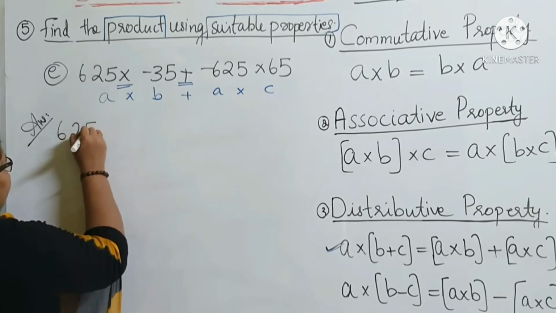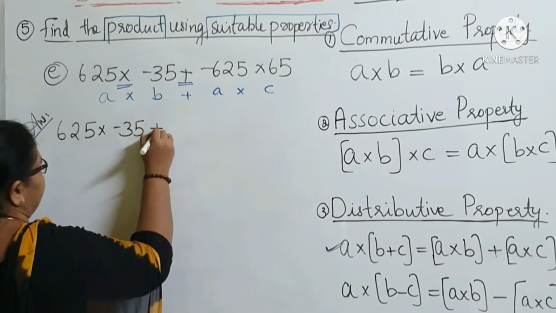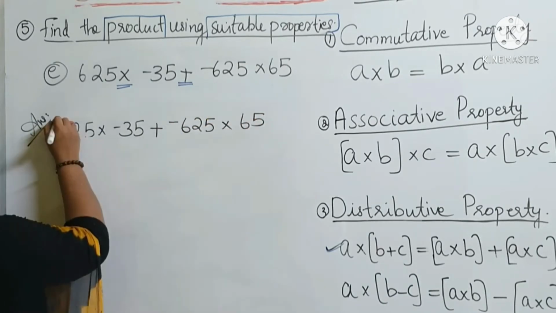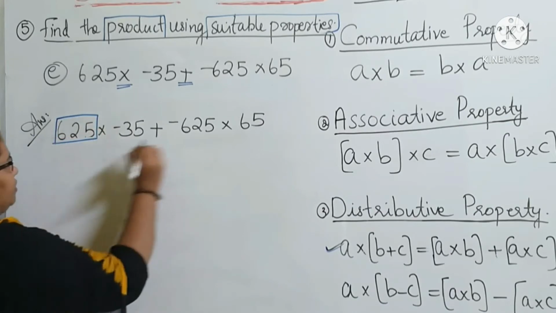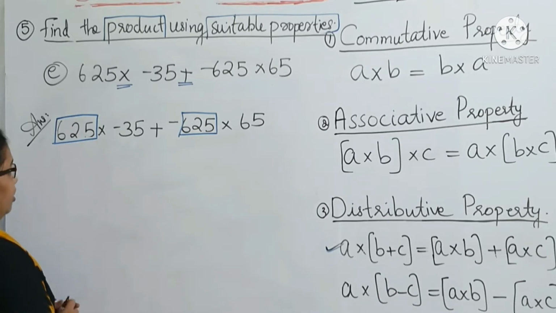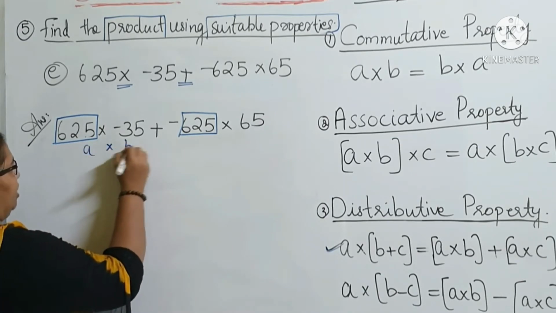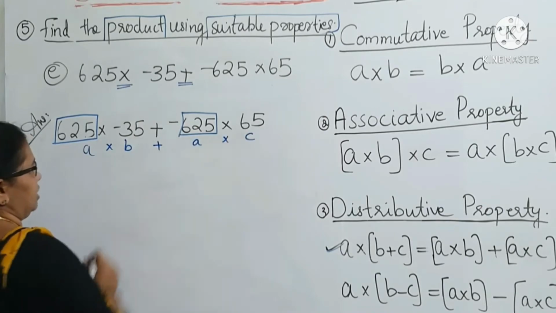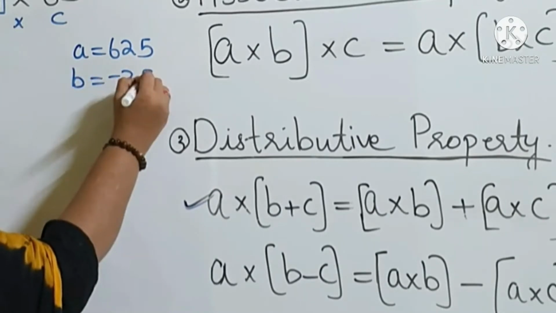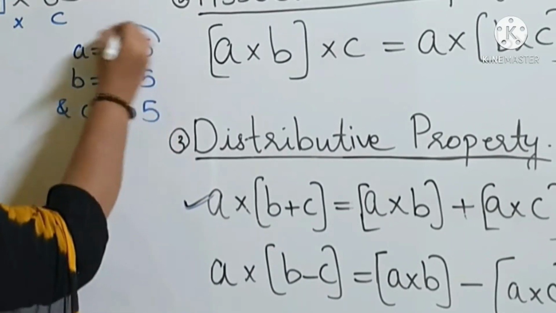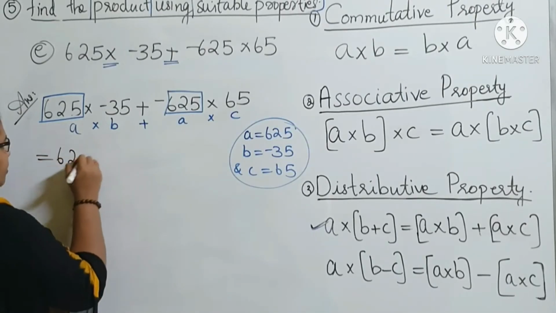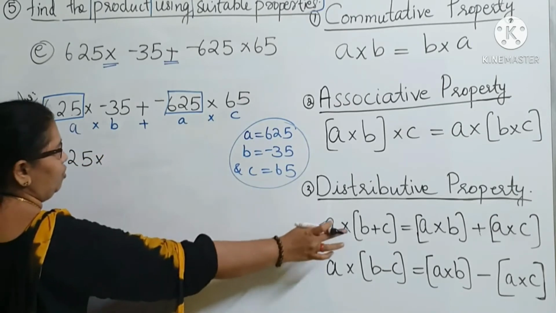Then 625 into negative 35 plus negative 625 into 65. Here also 625, here also 625, so we can take it as a common factor. Now this is in the form A into B plus A into C, where A is equal to 625, B is equal to negative 35 and C is equal to 65. That is equal to, take 625 outside, into (B plus C).